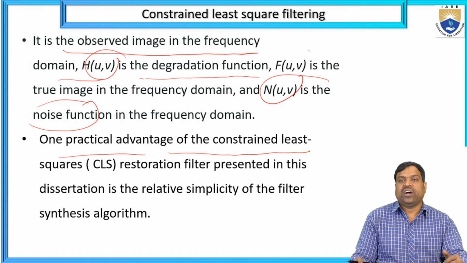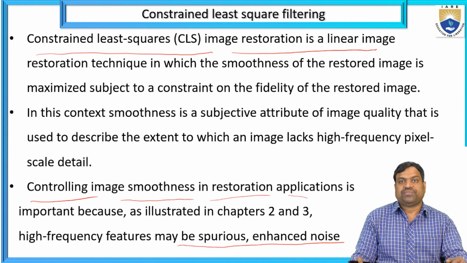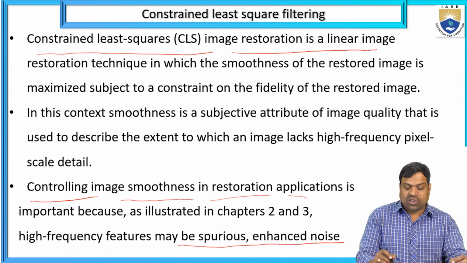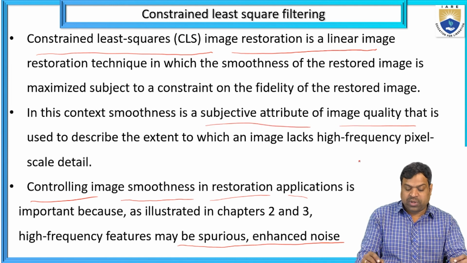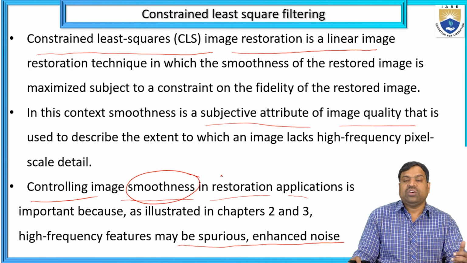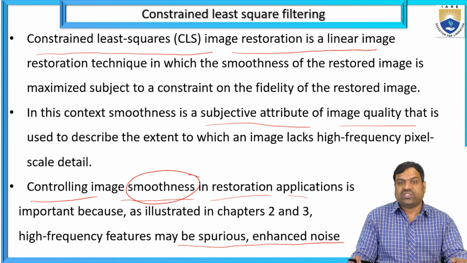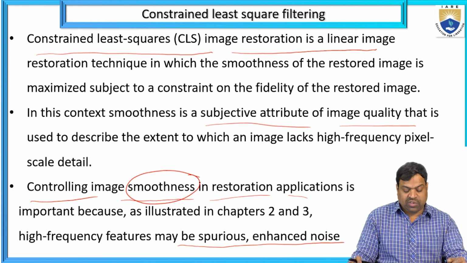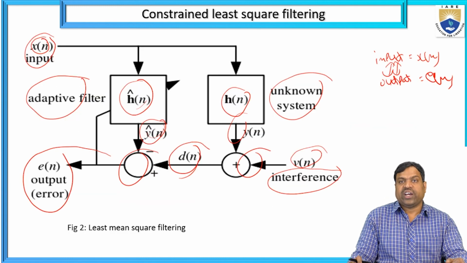And the practical advantage of constrained least square filtering is that the filtering is represented in the dispersion, with the relative simplicity of the synthesis algorithm. It is a restoration function, a linear function which applies a constraint subject to attributes of the image. A smoothing function is applied to reduce the blurring and reduce the noise. And finally what we get is high frequency features of spurious enhanced noise.